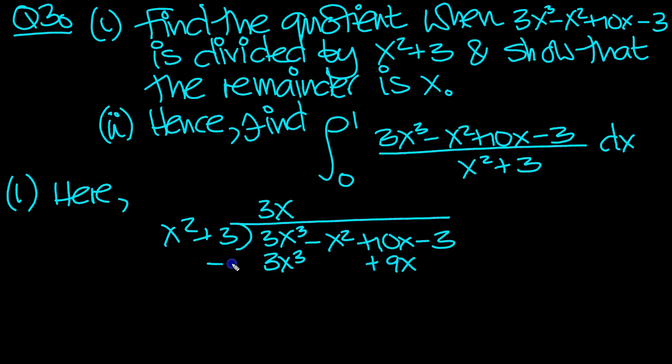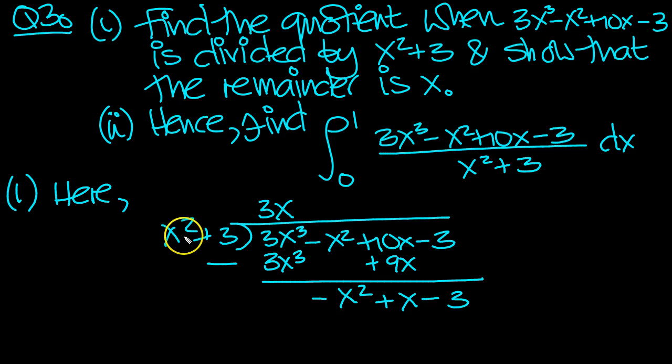Take them away, one from the other. So these cancel, that's why we're doing it. We get minus x squared minus nothing is minus x squared. 10x, take away the 9x is x. And then minus 3, take away nothing is minus 3. Repeat the same process now.